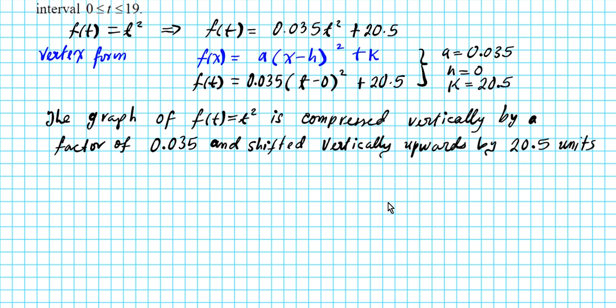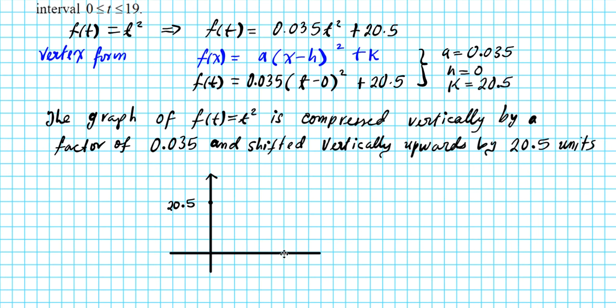Now we're also asked to sketch the graph. You can do this by hand or using a calculator. All you have to remember is that the vertex is h, k, which is 0, 20.5. So our vertex is going to be on the y-axis because our h value is 0, so we can just call this 20.5. And what are we graphing here? We're graphing a parabola that's shifted 20.5 units upwards and opens in the upward direction since a is positive.